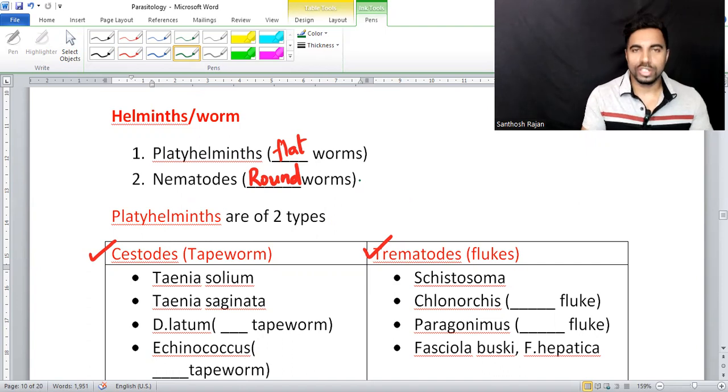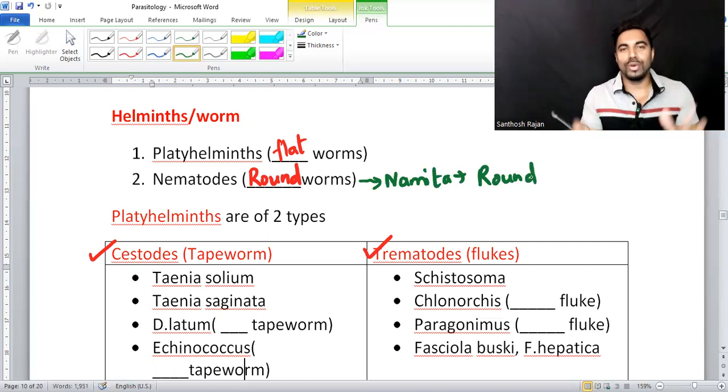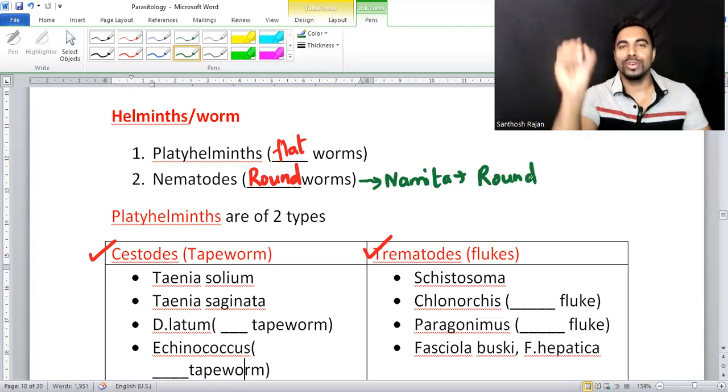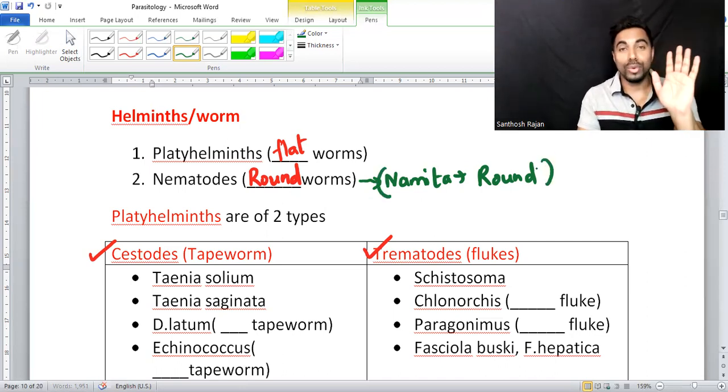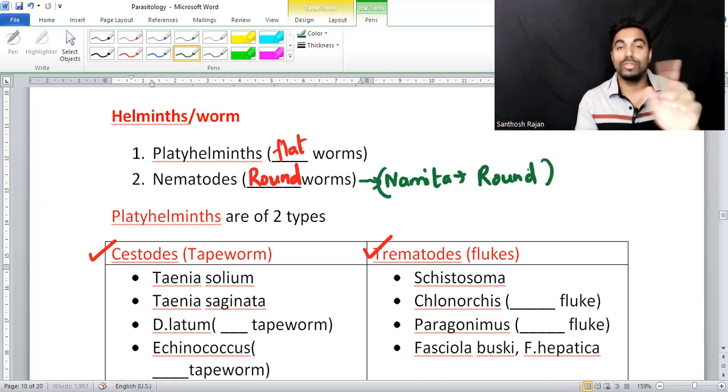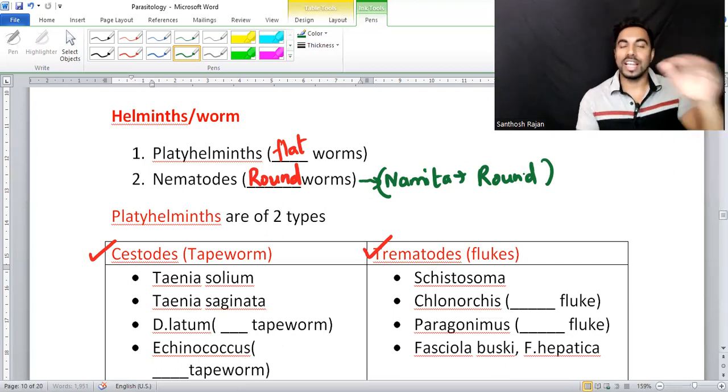I'll give you a clue for nematode first. To remember nematode, we have a South Indian actress, Namita, and she's round. Her face is round, her body is round, everything is round. So I remember it like that: Namita, nematode is roundworm. This is my way of remembering, you remember however you want. But it's important that you shouldn't confuse which worm comes under which classification.